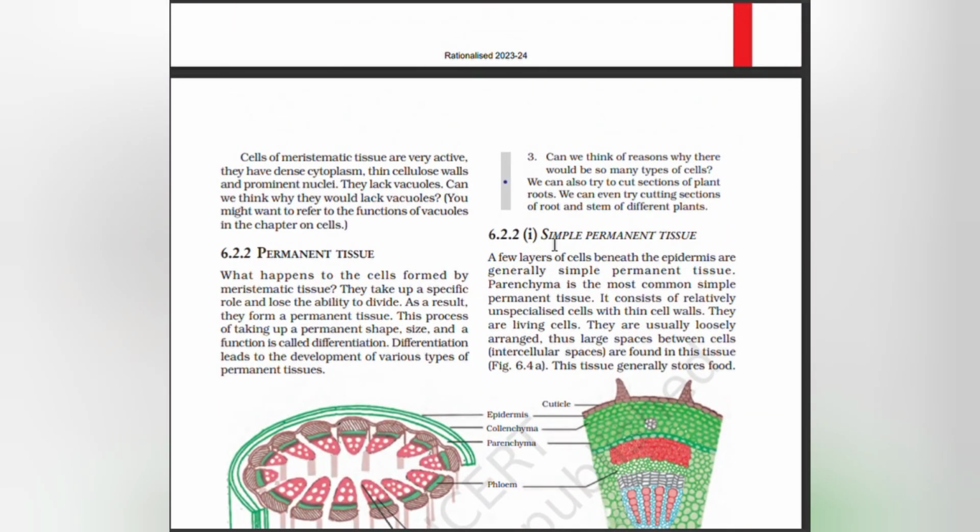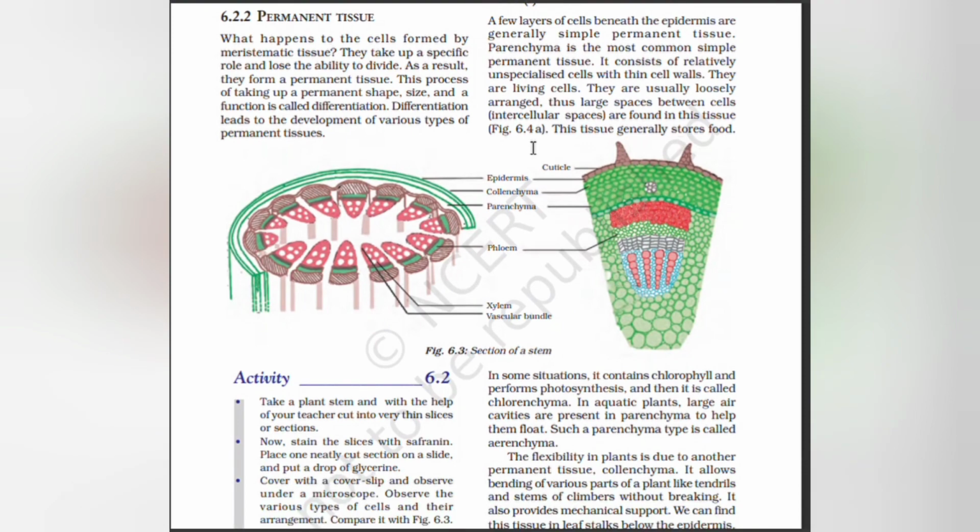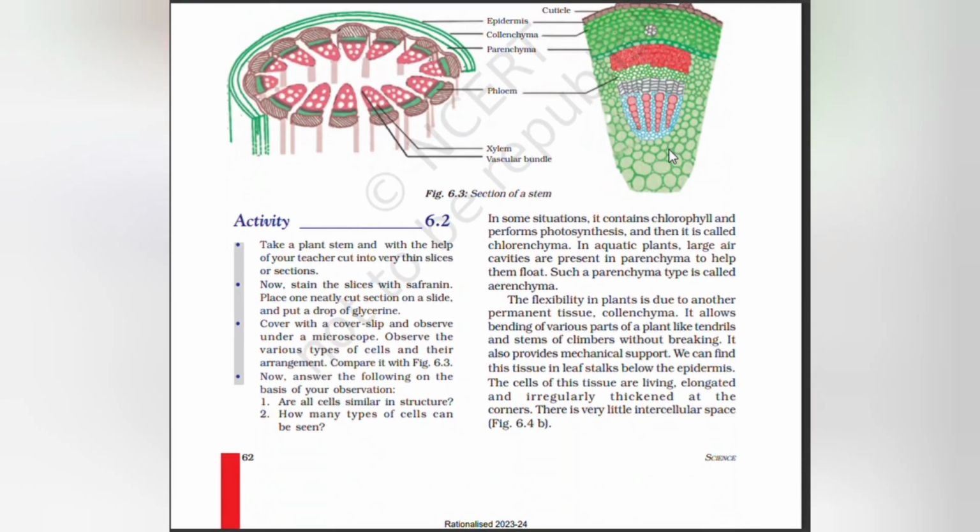Simple permanent tissue. A few layers of cells beneath the epidermis are generally simple permanent tissues. Parenchyma is the most common simple permanent tissue. It consists of relatively unspecialized cells with thin walls. They are living cells. They are usually loosely arranged. Thus, large spaces between the cells are found in the tissue. This tissue generally stores food.